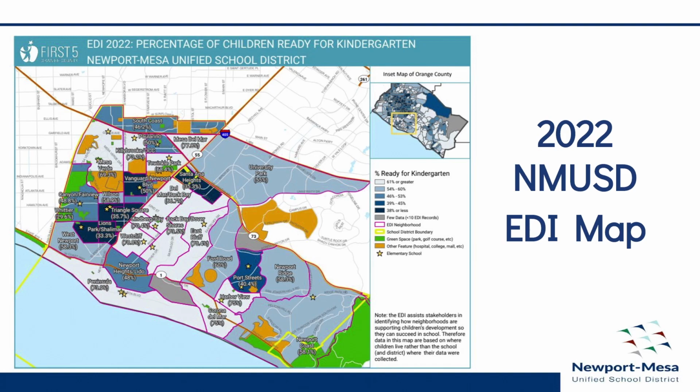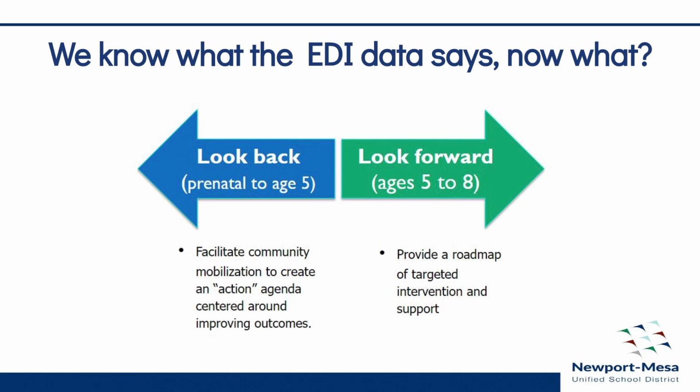So what we do with the EDI data, as I mentioned, is we look back. What can we do in our preschool and TK classrooms so that we can better grow those fine and gross motor skills and the general communication skills? And then looking forward, it provides a roadmap so that we can provide targeted intervention and support. I'm going to be turning it over to Gabe DeRiel from Harborview, who's going to talk about as we move forward in our P3.